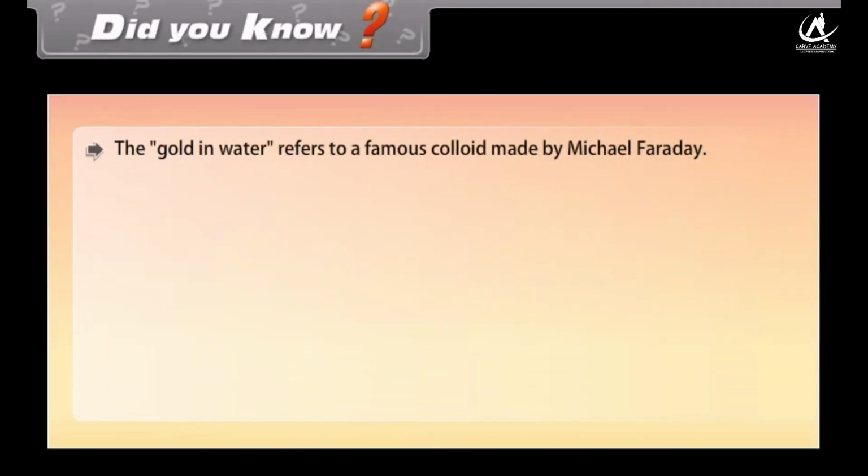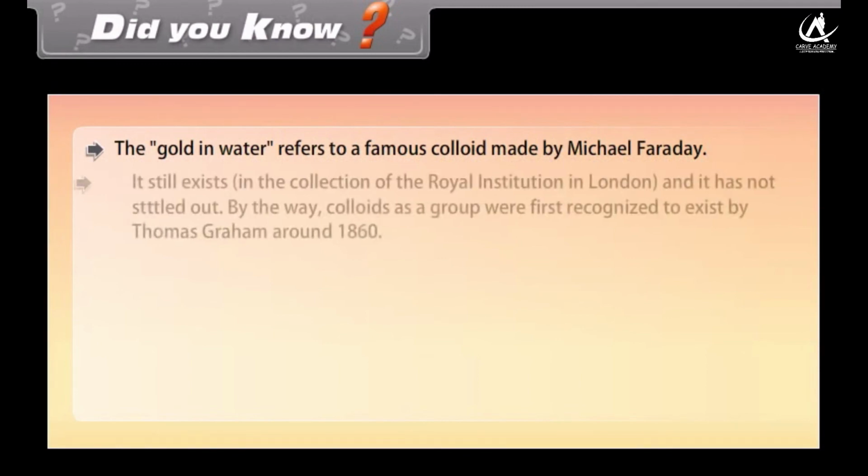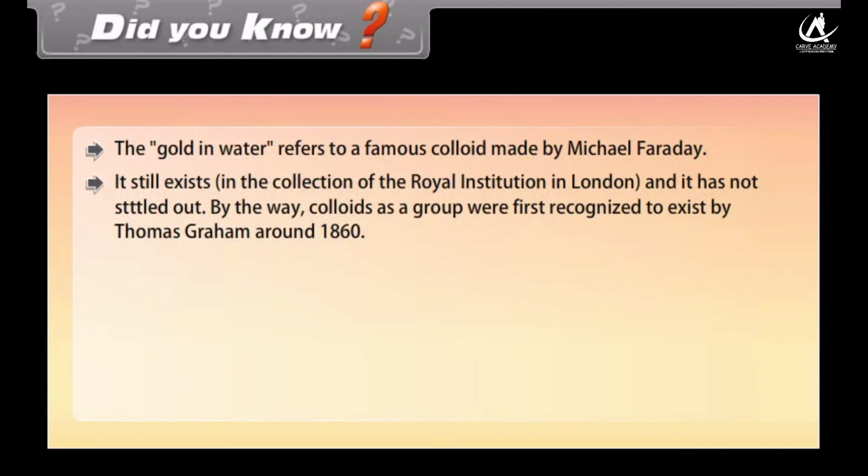Did you know? The gold in water refers to a famous colloid made by Michael Faraday. It still exists in the collection of the Royal Institution in London, and it has not settled out. By the way, colloids as a group were first recognized to exist by Thomas Graham around 1860.